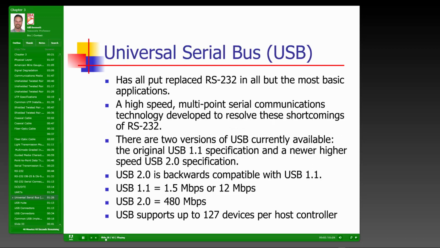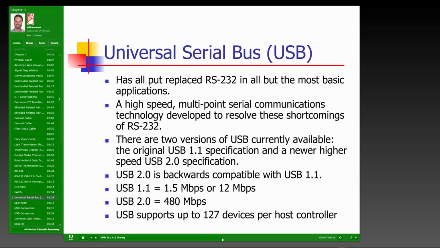I'm guessing that all of you are pretty familiar with USB, the Universal Serial Bus. It's pretty much replaced RS-232 in all of the serial communications, all but the most basic applications. Now RS-232 is still used a lot in, like I say, computer robotic environments and things of that nature, but as far as our standard computer system of the modern day, you pretty much are going to use USB as the standard serial port. It's considered to be a high-speed port. It's a multi-point serial communications technology, and it was developed to resolve a lot of the shortcomings that we had with RS-232.